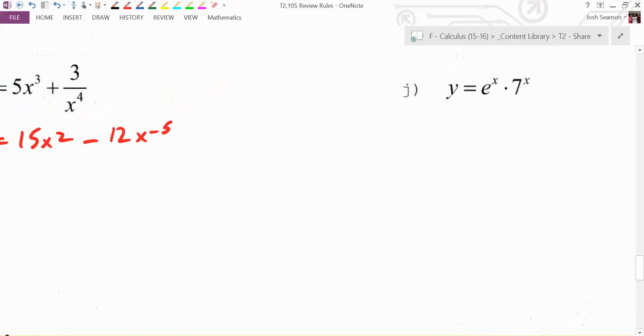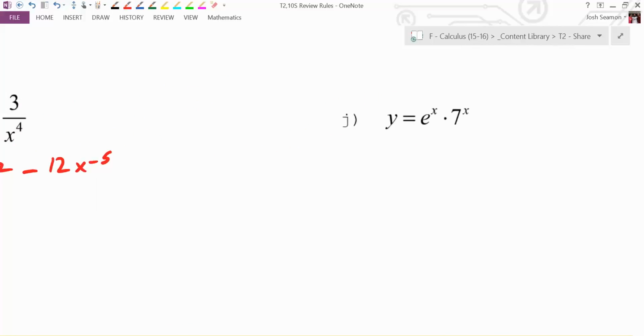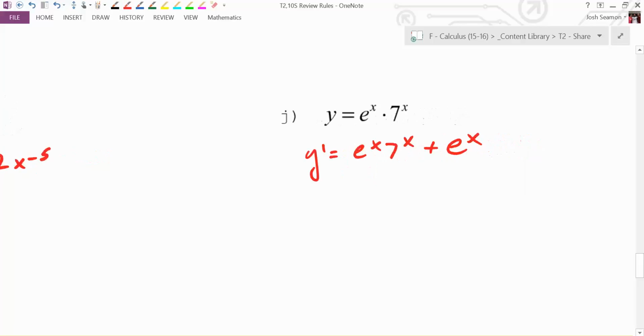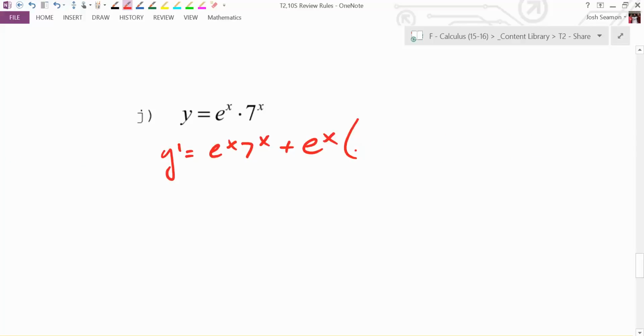On the second one right here, what rule do you have to use? What's the overarching rule? The derivative of the first is going to be e to the x. And then you have the first times the derivative of the second. What's the derivative of the second? ln 7 times 7 to the x.